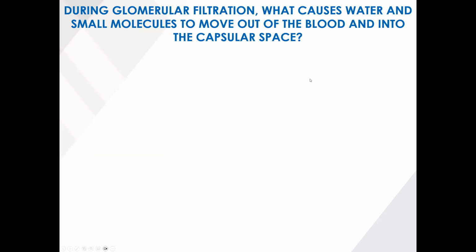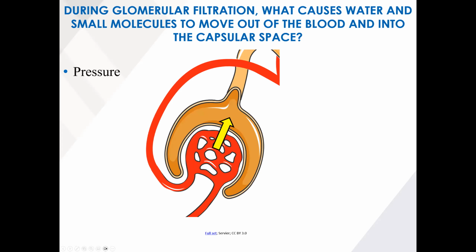All right, during glomerular filtration, what causes water and small molecules to move out of the blood and into the capsular space? What drives the function of your perfect kidneys, right? What drives the function of your kidneys is pressure. Pressure is what allows for stuff to go from the glomerulus to this capsular space. Blood pressure does this. Specifically, it's the pressure in the glomerulus, but we can just generally say blood pressure.